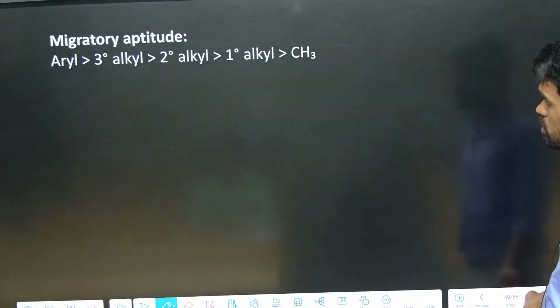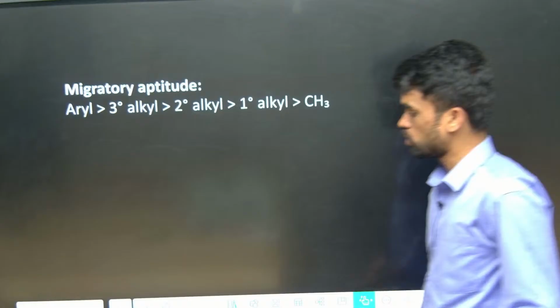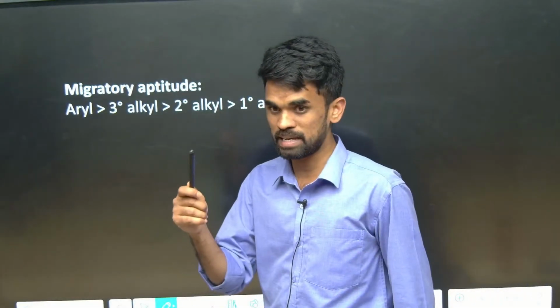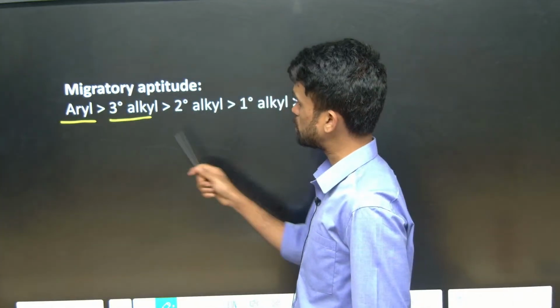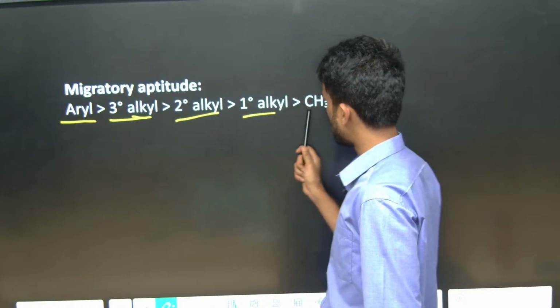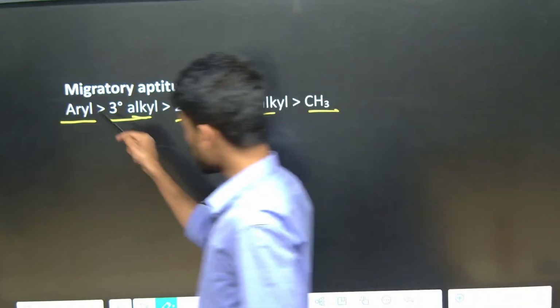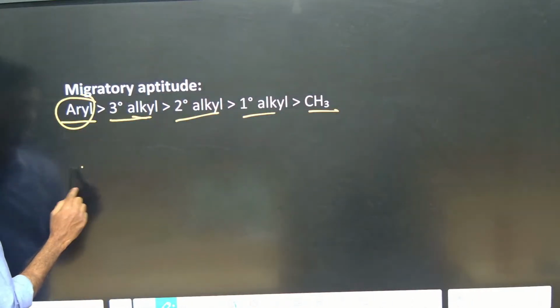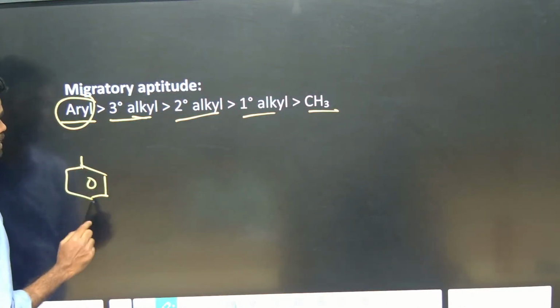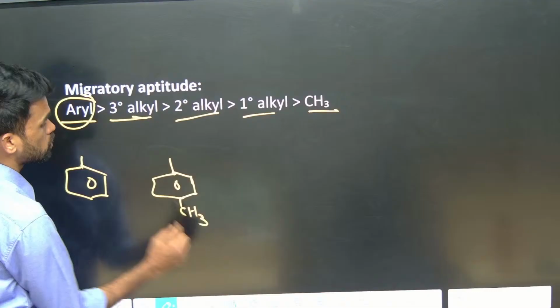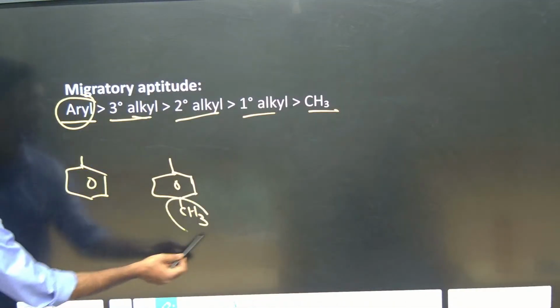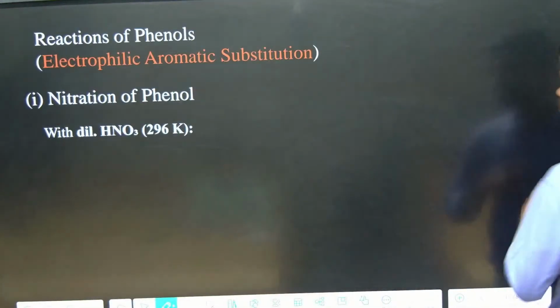Yeah, this is also done. What I told you, there is something called migratory aptitude. Which group migrates more: the phenyl group is more than methyl, like that. So aryl groups migrate more easily than alkyl groups. In alkyl groups also, tertiary first, then secondary, primary, and last is methyl. And within the aryl groups, if I have different groups, for example simple phenyl and a methyl group containing phenyl, which will migrate faster? This one has more electron density now, so that's why it has more migratory aptitude. Okay, the next.